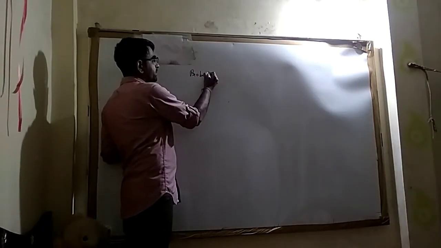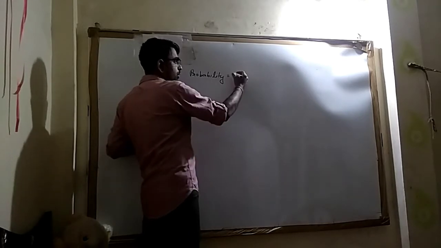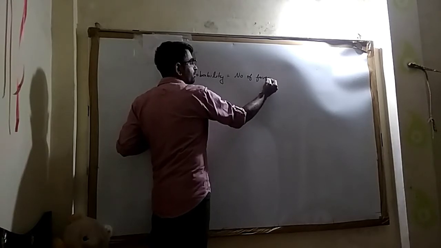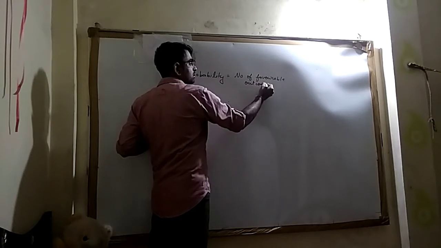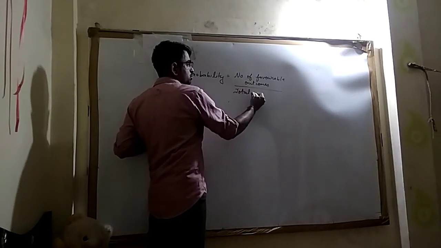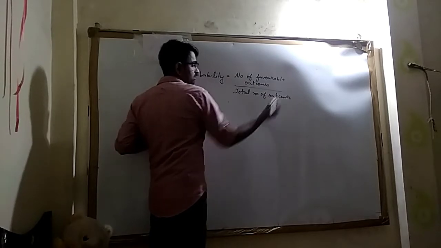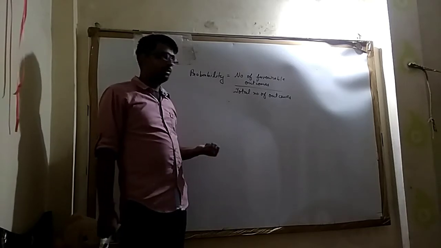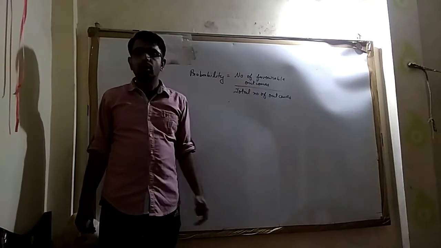I said the probability is nothing but the ratio of number of favorable outcomes to that of total number of outcomes. Okay, what does probability refer to? Probability or empirical probability is the ratio of number of favorable outcomes to that of total number of outcomes.